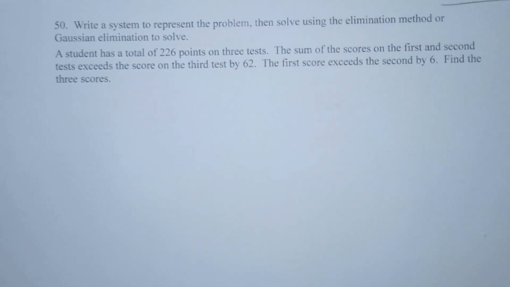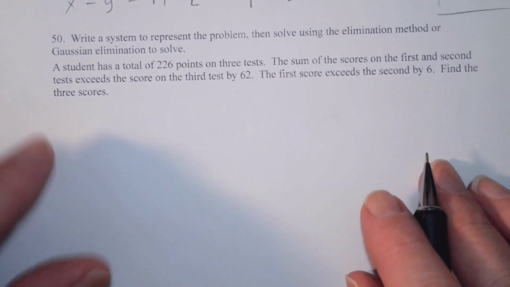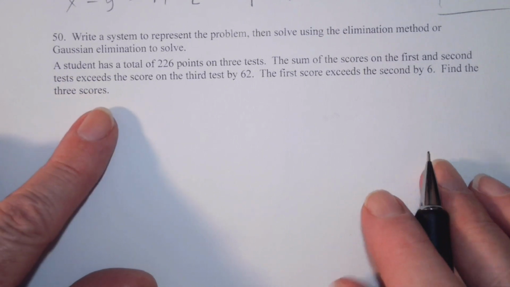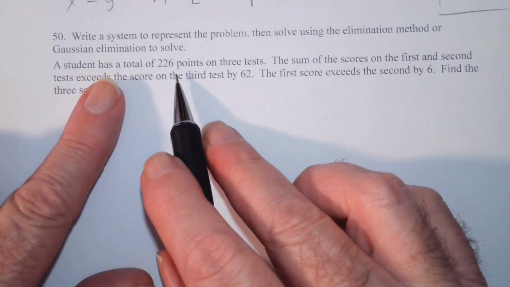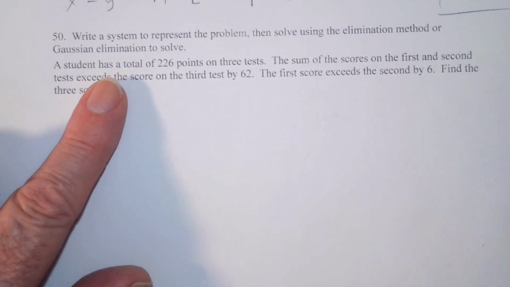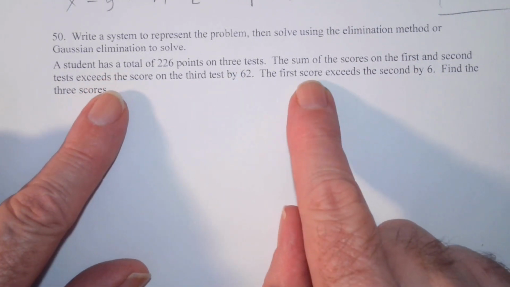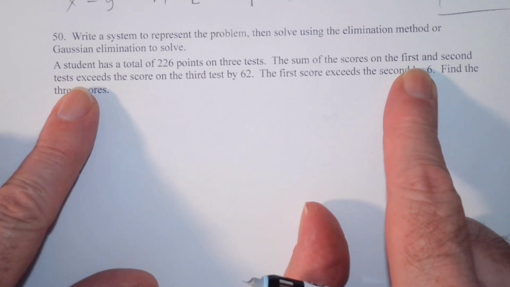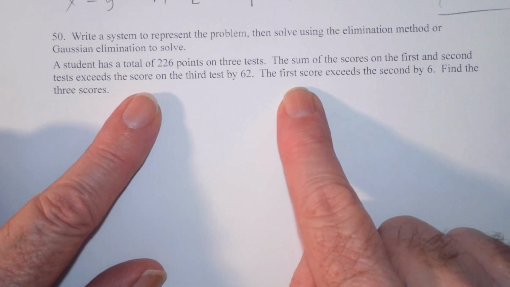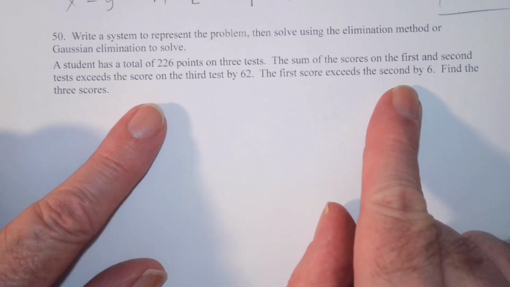Alright, so again, if you haven't already tried it, you might try to write the equations for number 50, and then I'll show you the solution. Alright, so let's see how you did. So first of all, you have the student has 226 points on 3 tests. The sum of the scores on the first and second test exceeds the score on the third test by 62. The first score exceeds the second by 6.